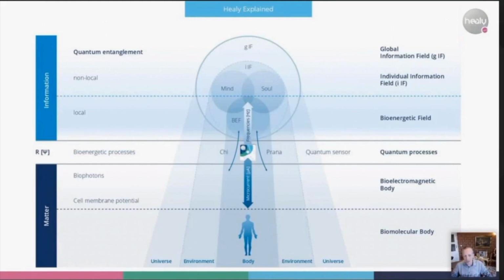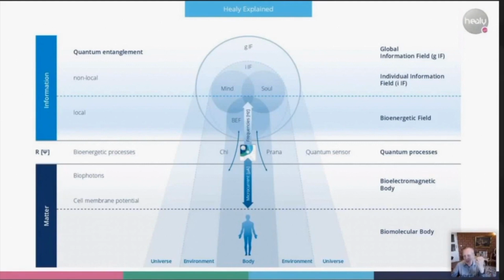The bioenergetic field is that part of the information field which relates to our body through bioenergy. Bioenergy is chi in Chinese tradition, or prana in Indian tradition, but it's actually flows of quantum information and quantum energy which connect the information field with the material aspect of our being.